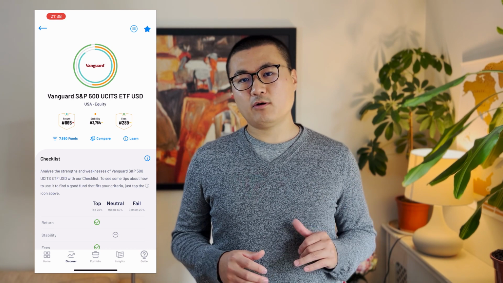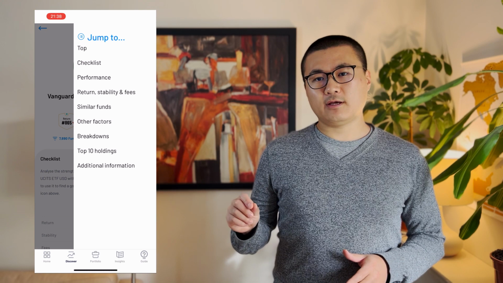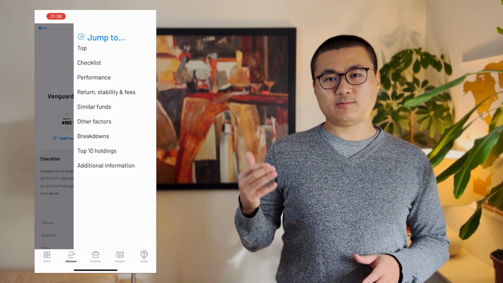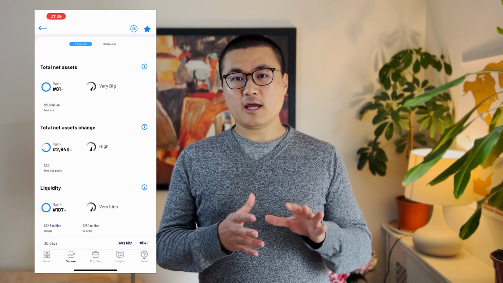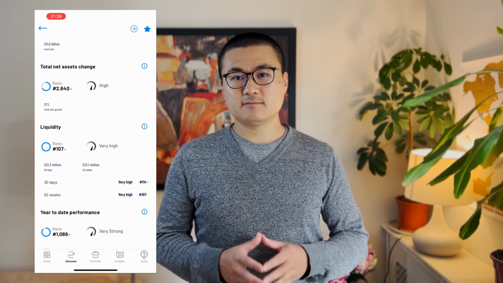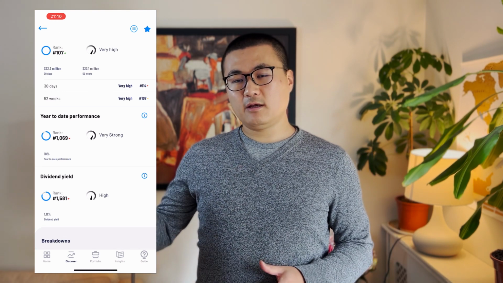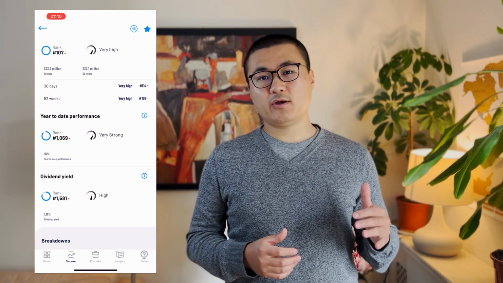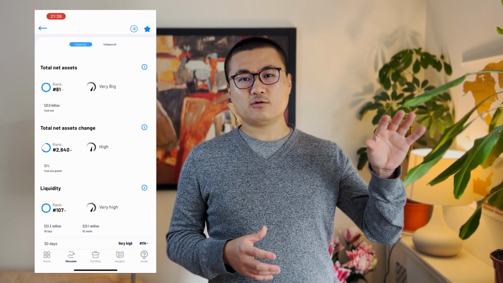Even though from our point of view they're less important than the 3 main factors, looking at these other things will also help you make a better investment decision. So they are the total net assets, the change of that total net assets of the fund, liquidity of the fund, the year-to-date performance, and finally the dividend yield. So what is the best way to use these 5 other additional factors? Let's start with the first one, the total net assets.